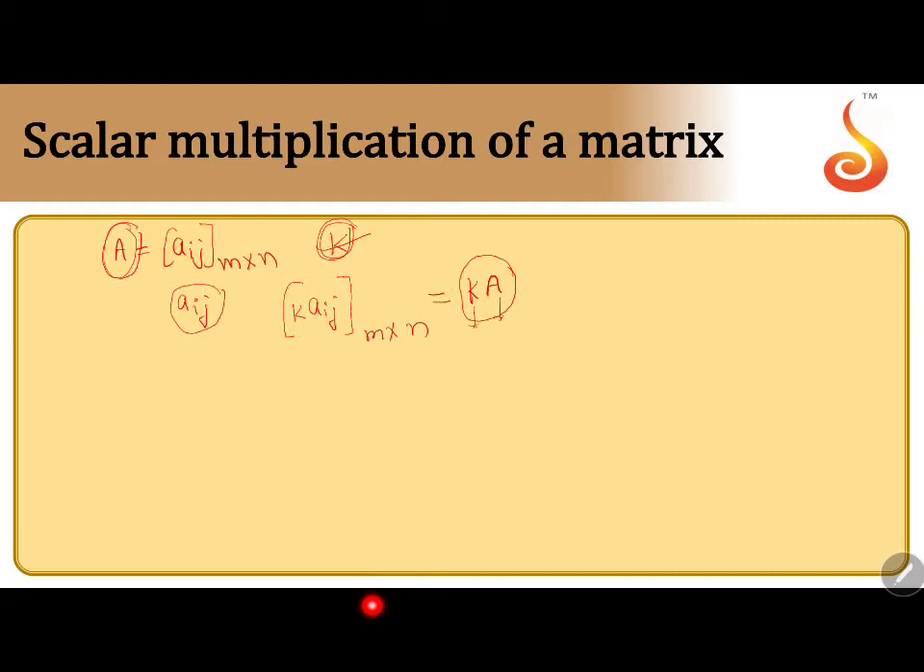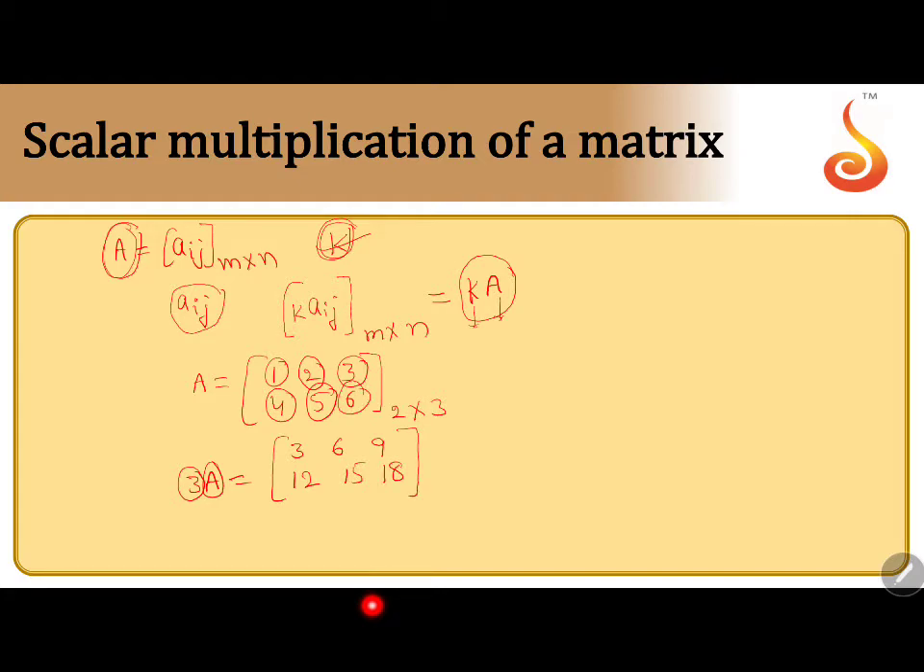So multiply every element of the matrix A by the scalar. For example, A is equal to the matrix 1, 2, 3, 4, 5, 6. This is of order 2 by 3. Then I would like to find 3A, which means multiply the matrix A by the scalar 3. So multiply every element of A by 3. 3 into 1, 3. 3 into 2, 6. 3 into 3, 9. 3 into 4, 12. 3 into 5, 15. 3 into 6, 18. So this is a scalar multiplication of a matrix.